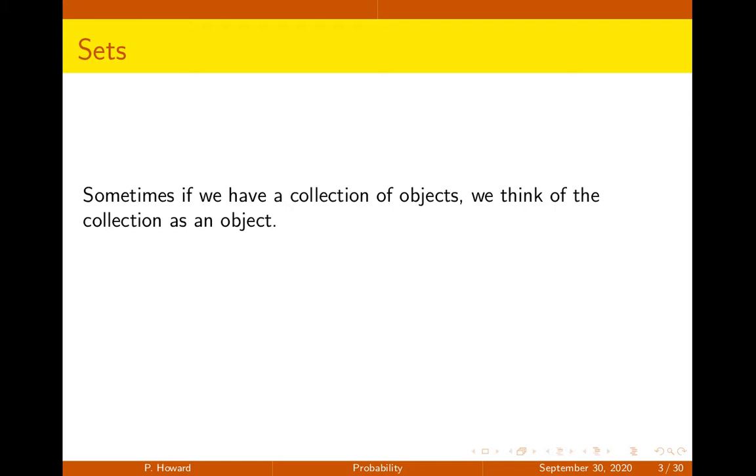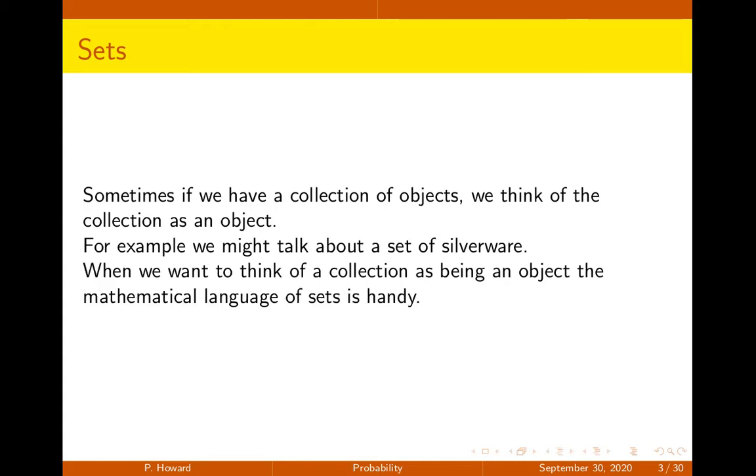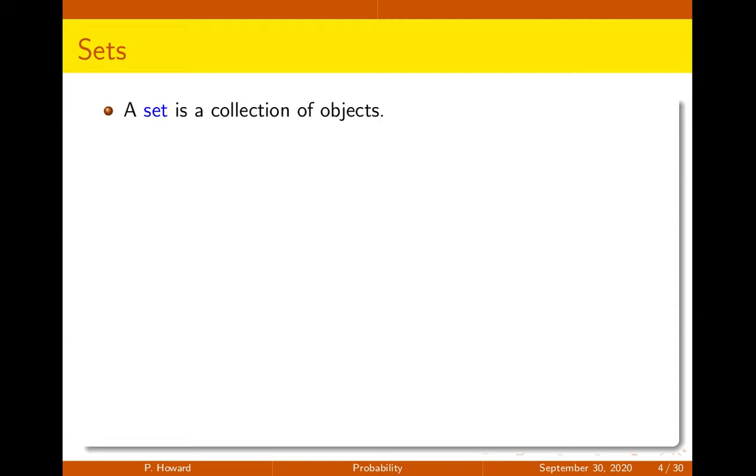So beginning with sets, sometimes if we have a collection of objects, we think of the collection itself as being an object. For example, we might talk about a set of silverware and think of the set of silverware as being an object. So when we want to think of a collection of objects in this way, the language of set theory is handy. So here's how that works. The word set in mathematics means a collection of objects. Pretty much the same as its ordinary English meaning.